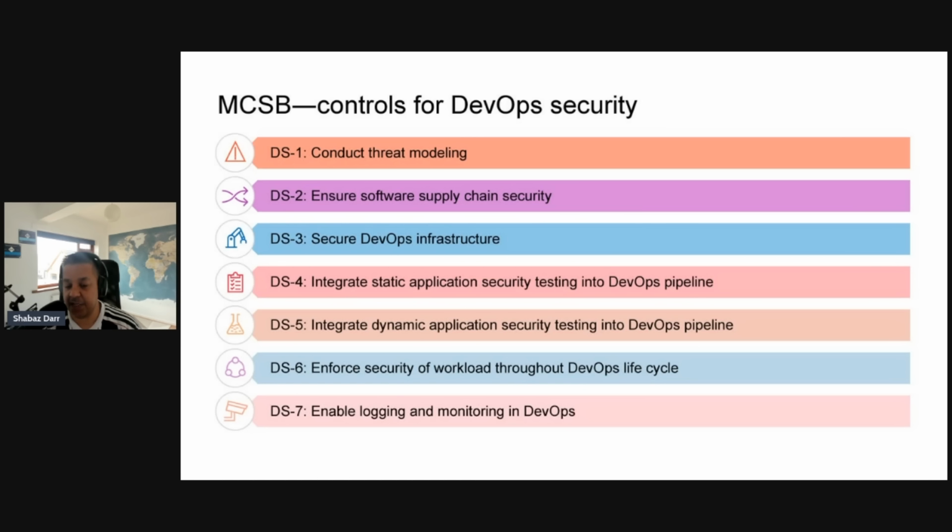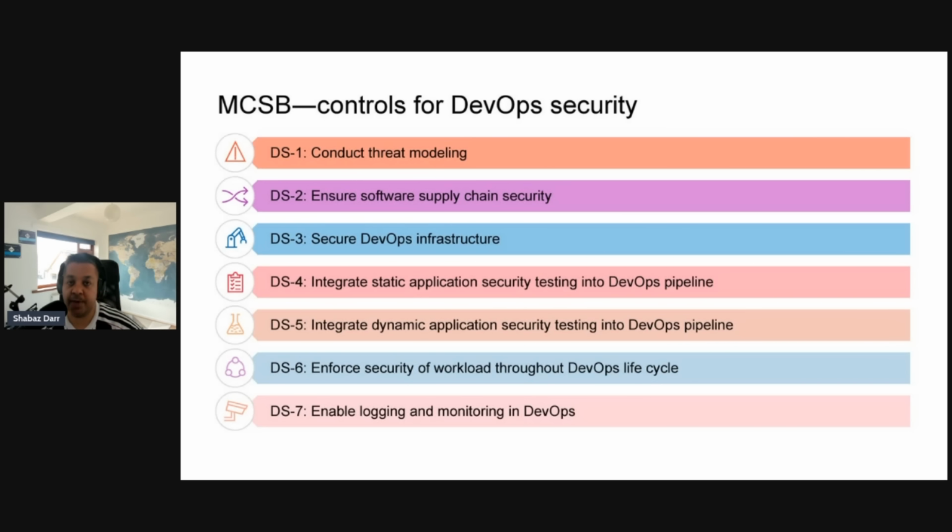DS4 is integrate static application security testing into DevOps pipelines. This is to ensure your static application security testing, or SAST, fuzz testing, interactive testing and mobile application testing as well, are part of the gating controls in that CI/CD workflow. DS5 is integrate dynamic application security testing into your DevOps pipeline. You've got to ensure dynamic application security testing, which is DAST, is part of the gating controls in those CI/CD pipeline workflows as well. DS6 is enforce security for workload throughout the DevOps lifecycle. You need to ensure the workload is secured throughout the entire lifecycle in the development, testing, and deployment stages.